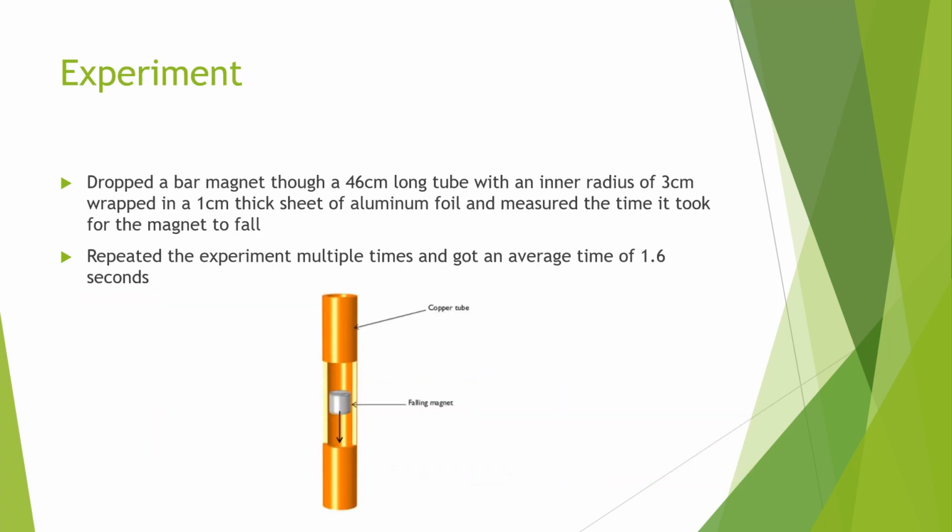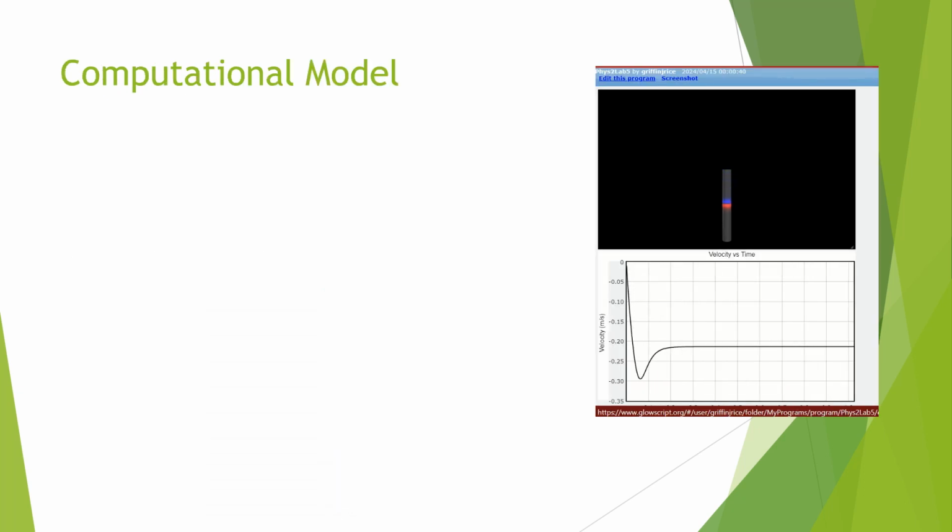For the experiment, we dropped a bar magnet through a 46 centimeter long tube with a radius of 3 centimeters, also wrapped in a 1 centimeter thick sheet of aluminum foil, and then measured the time it took for the magnet to fall through the tube. Then we repeated the experiment multiple times and got an average time of 1.6 seconds. Then here's a demonstration of the computational model.